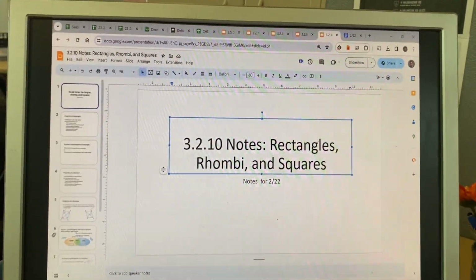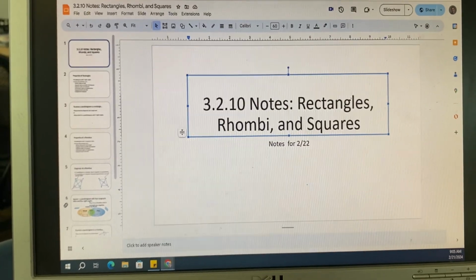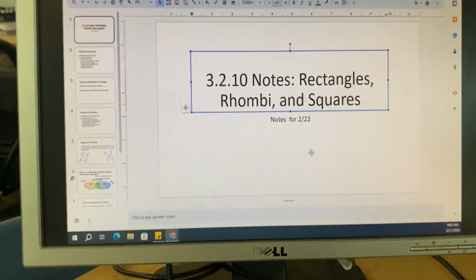All right, this is Mr. Wyrick. I'm going to go through these notes with you just real quick. We're talking about rectangles, rhombi, and squares.